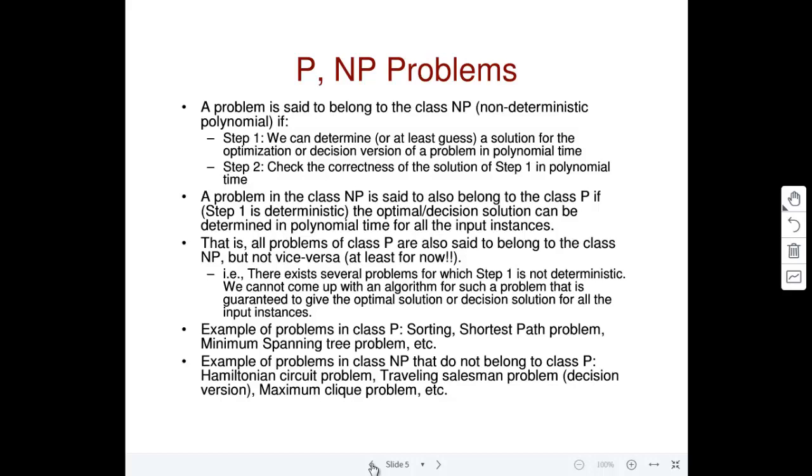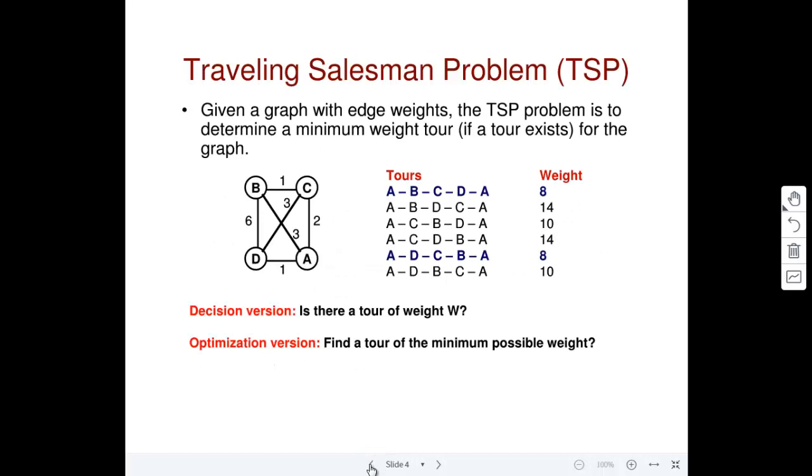Alright, so why do I emphasize the word deterministic? Because in this module we are going to focus on what are called non-deterministic algorithms, or problems for which there can be only non-deterministic algorithms that run in polynomial time. The traveling salesman problem is an example of that. This is a problem for which all the algorithms available so far can give you only non-deterministic solutions in polynomial time.